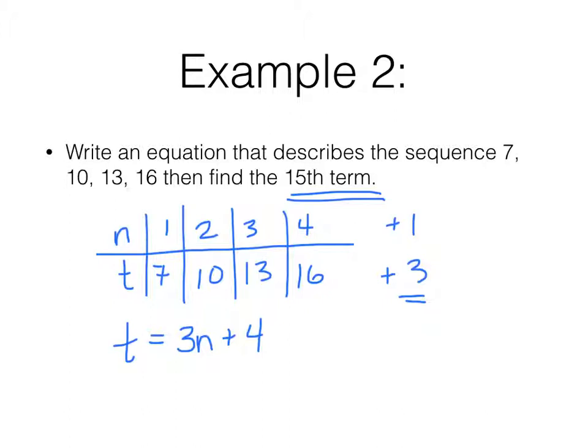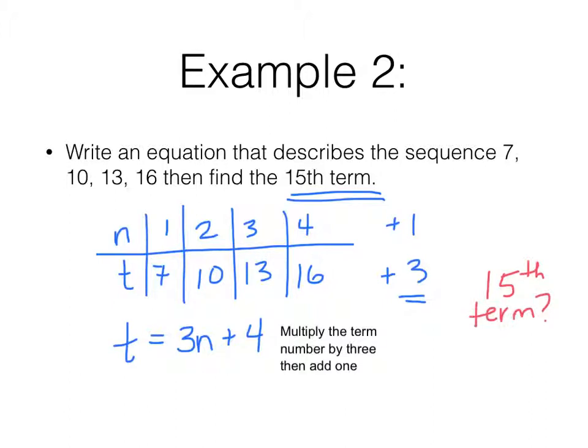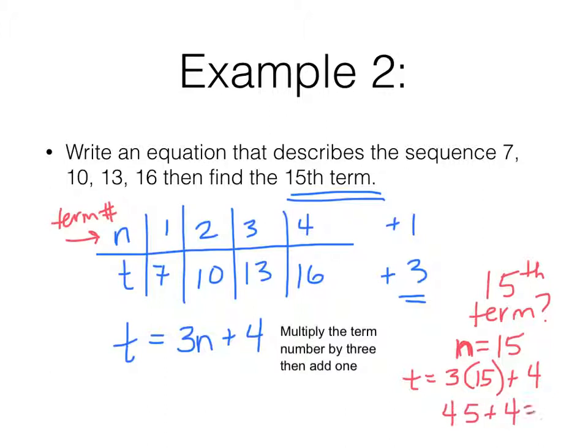So to put it into words, multiply the term number by 3, then add 4. Now we have to take that information and find the 15th term. How do I find the 15th term? Well, you have a formula. n, remember, is your term number. So if I want the 15th term, I want to set n equal to 15 and use my little formula that I have. So t equals 3 times 15 plus 4. 3 times 15 is 45, plus 4 is 49.